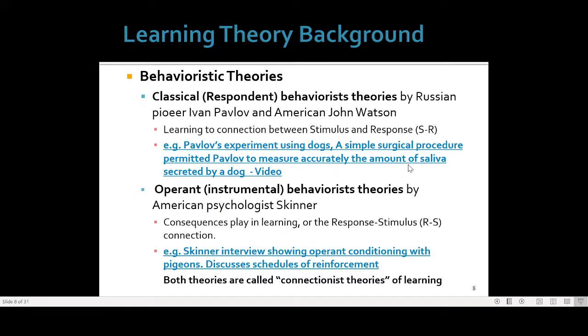So you have seen this experiment by Ivan Pavlov. And then I will show you another video on Skinner's experiment on operant conditioning. In this case he used pigeons, and operant conditioning means you give a response and then you receive the stimulus. So let me now show you Skinner's operant conditioning.